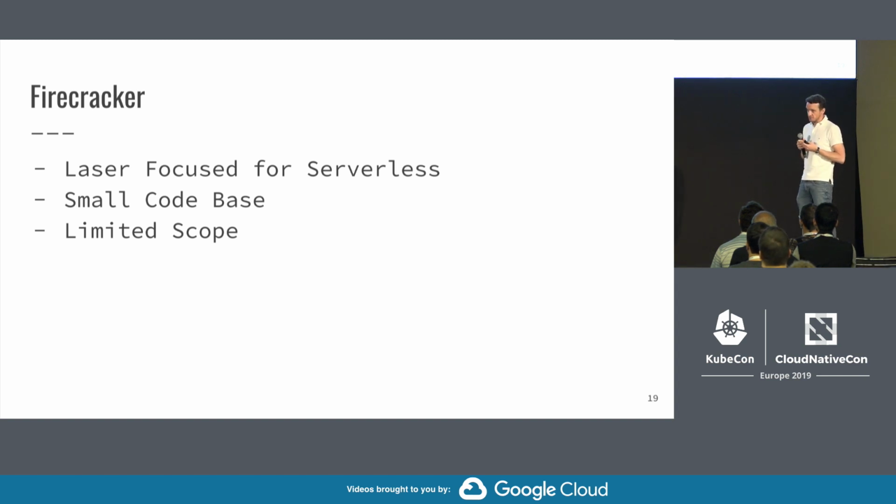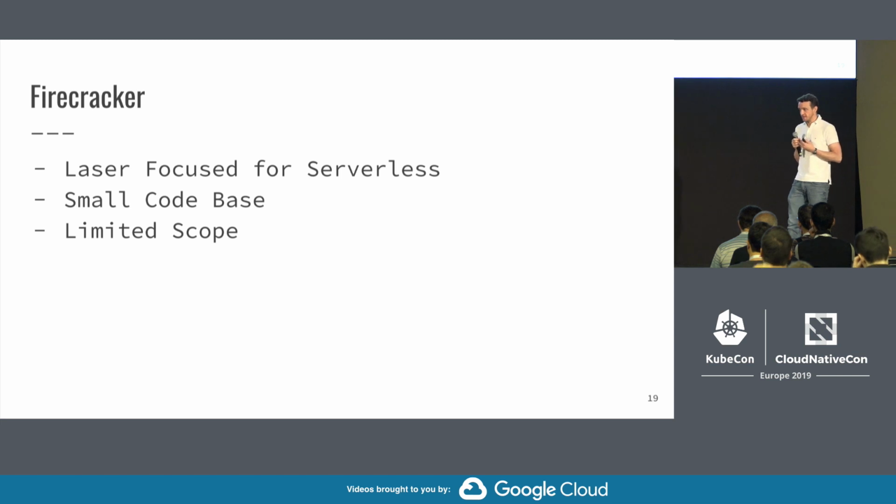It's designed for supporting serverless. It's running AWS Lambda. It's very small, so we're talking about 20, 30 thousand lines of code. And as a consequence, the scope of Firecracker is also smaller than QEMU.